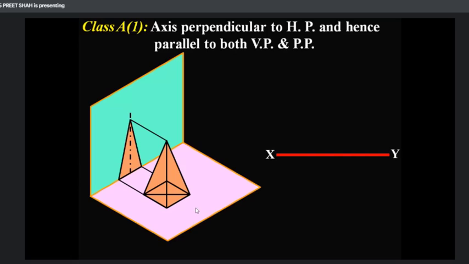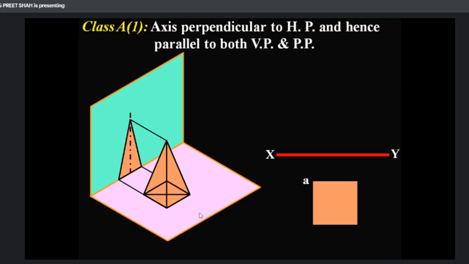First of all, you will draw the true shape of base. So where will we draw the true shape of base? Below the XY line or above the XY line? Below the XY line. Okay, it is resting on the sides. So first you will draw the edges on the right hand side and then complete the square. Okay, go.